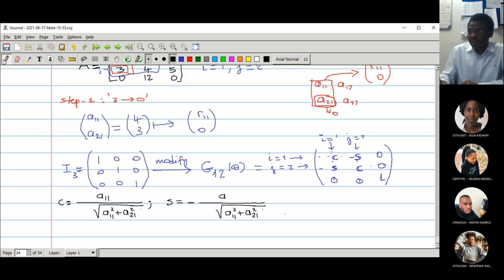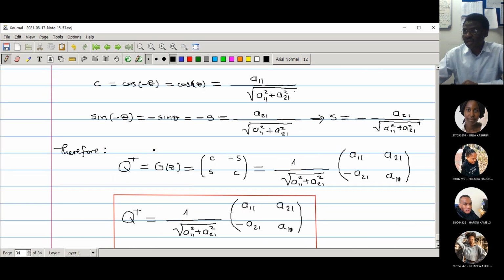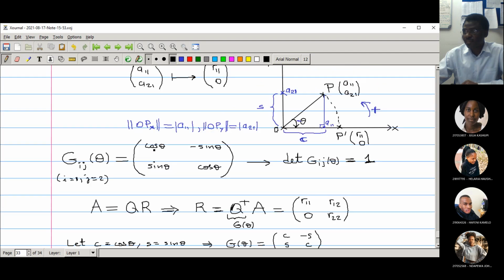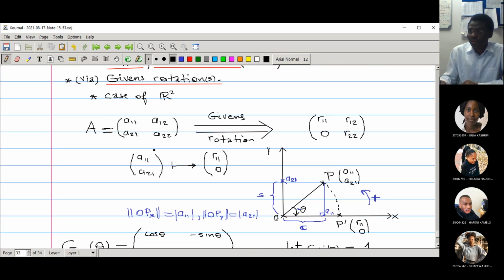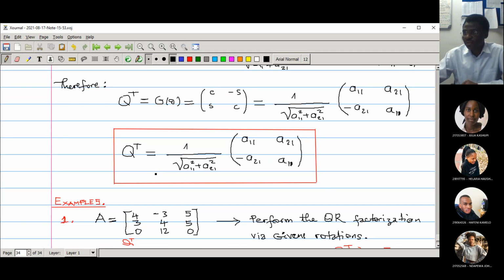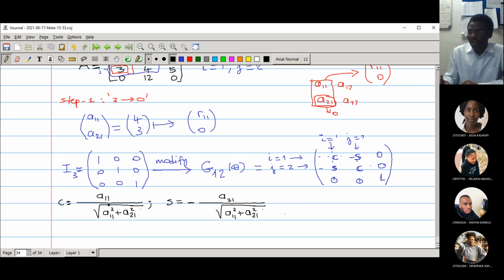A21 over the same denominator. Because remember, we start with the first column, and the first column has only these 2 entries, A11 and A21. So we have in the numerator A11 and A21 only. For S, you have the negative. And the denominators are the same. Okay, so that's how you construct your S. So we can compute this. What will be C? I will proceed with the calculation.